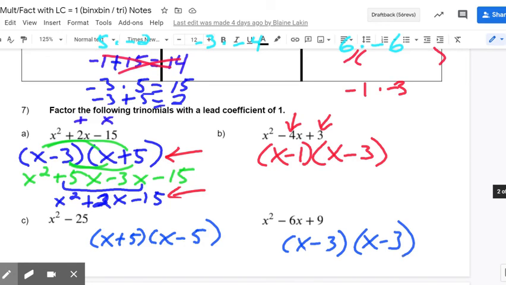And some of you may have found a faster way to write that because something times itself just means it's squared. So we could write this as x minus 3 squared. And there we have it.